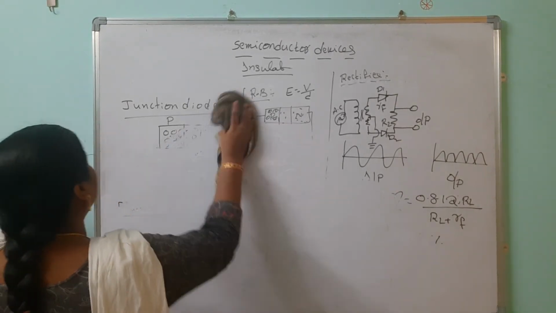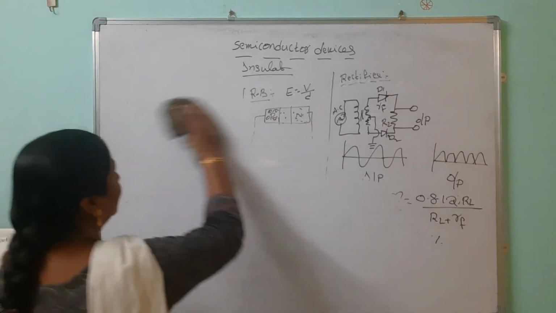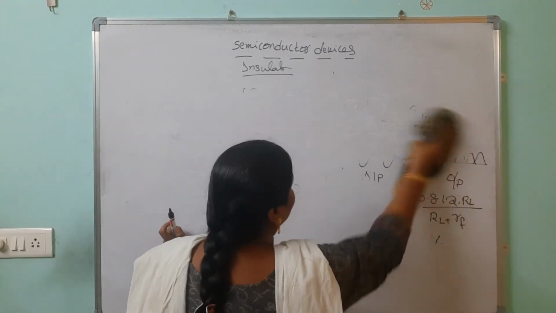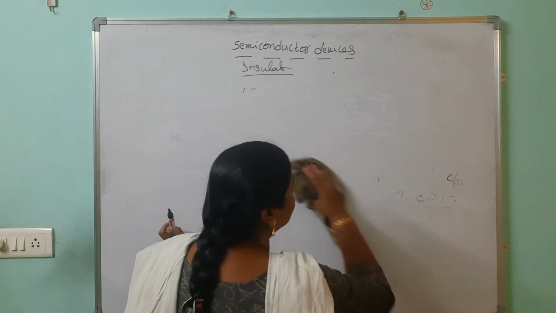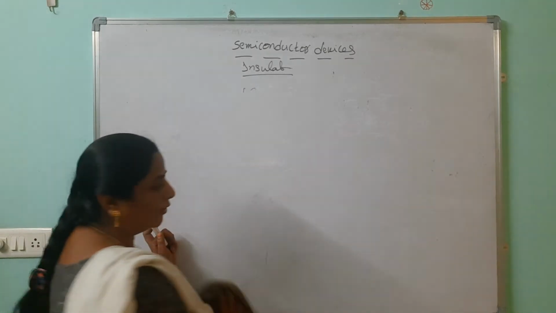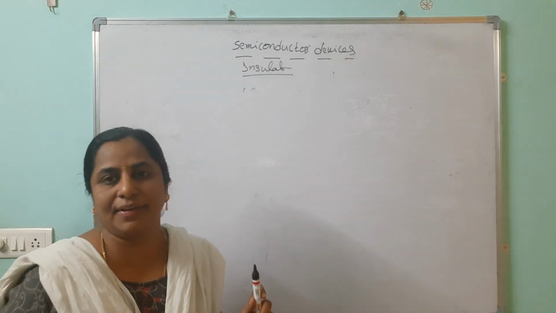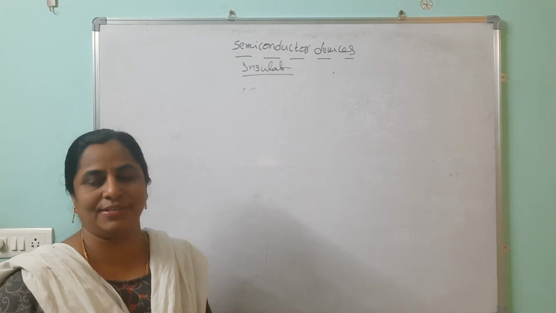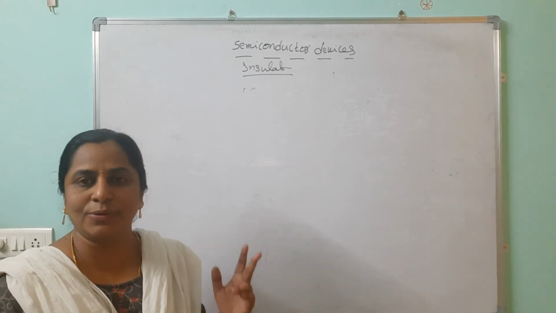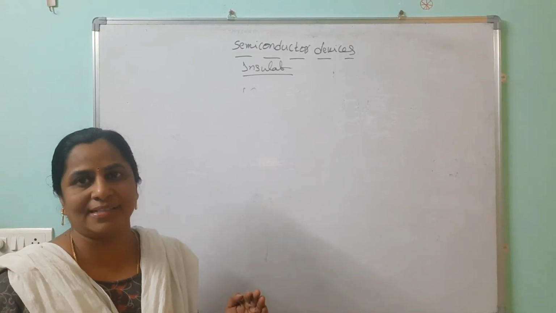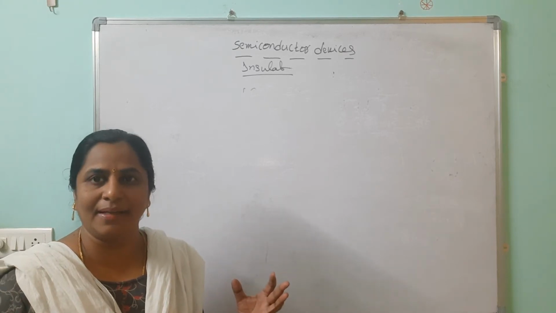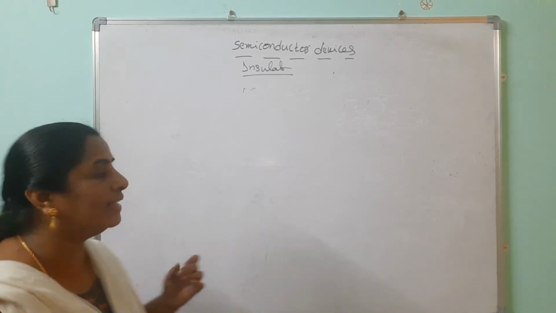This is a three-layered semiconductor. How are we getting this one? When we take two junction diodes and connect them back to back, then we get the transistors. Transistors also are of two types: PNP transistor and NPN transistor. It also has three parts.